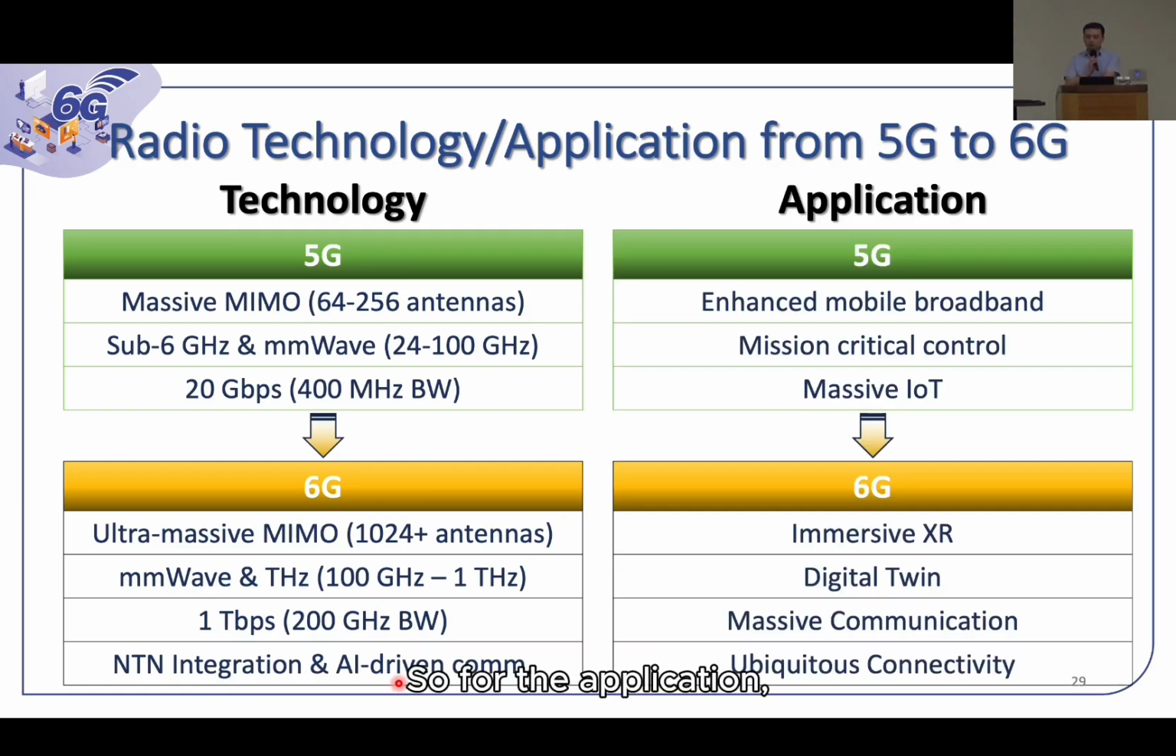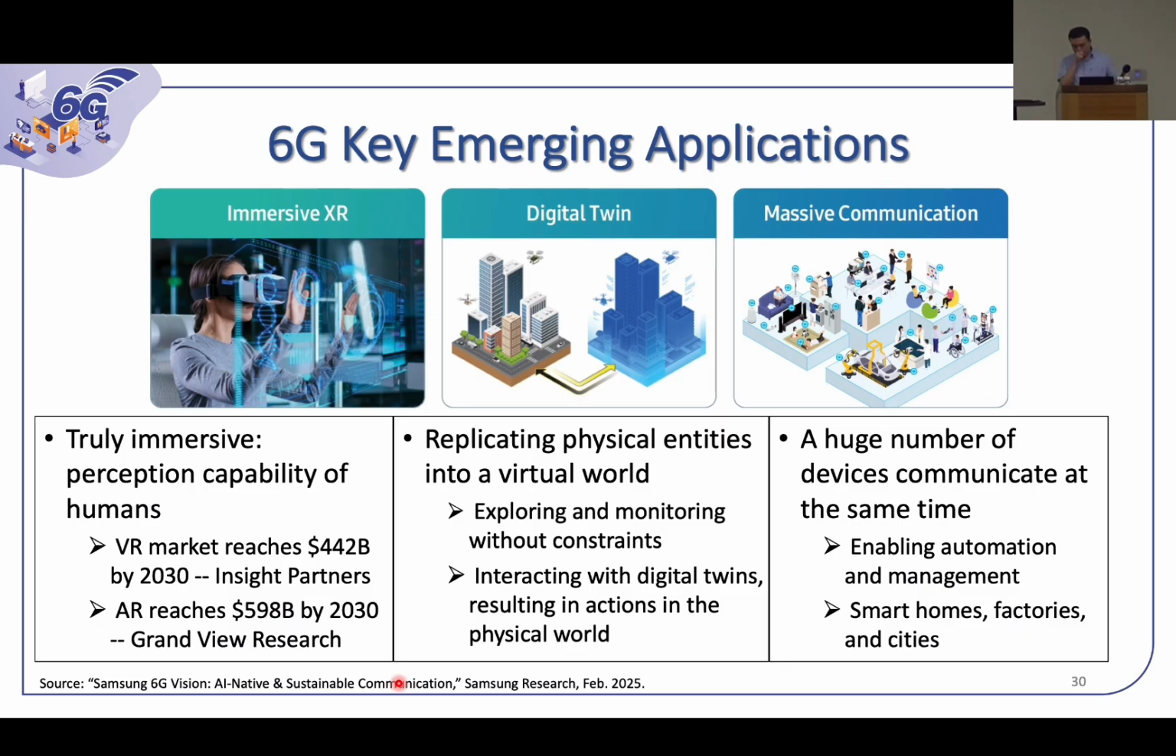So for the applications, before we already had enhanced mobile broadband, mission critical control, and massive IoT. And in 6G, we expect that we will have immersive XR, digital twin, massive communication, and ubiquitous connectivity. So these key emerging applications also define the performance demand of the 6G network.